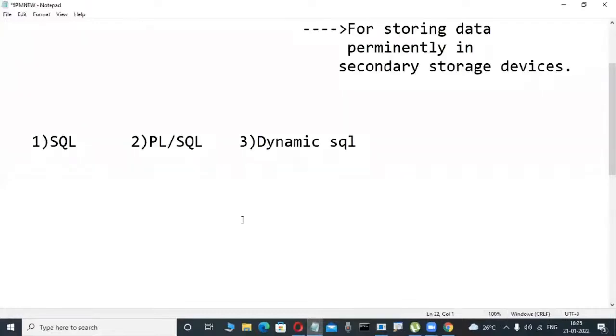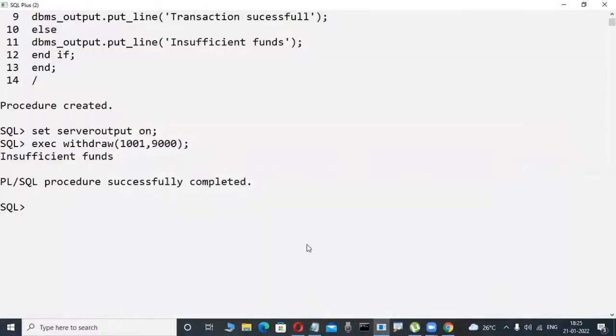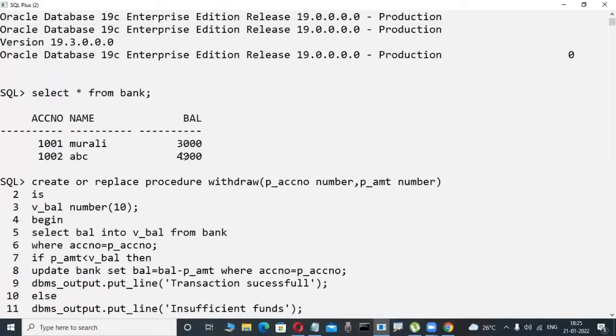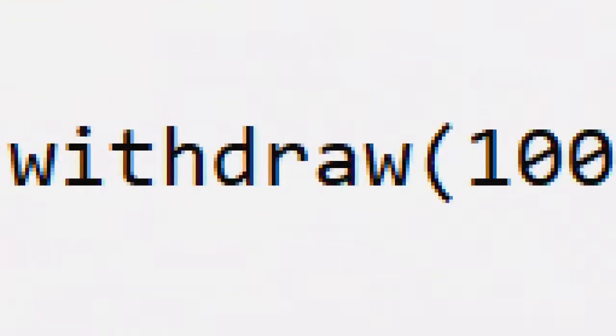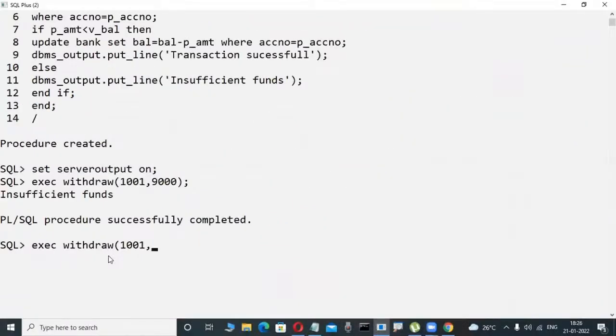Another case, OTP validation, all those things are the same. And now check it out. For example, in this case, my balance is 3,000. Now I try to withdraw 2,000 rupees, for example. Observe here. 1001 is my account number. I try to execute withdraw again. So now here the procedure, I try to withdraw 2,000 rupees. Possible? Possible.